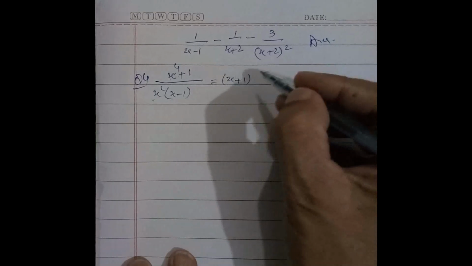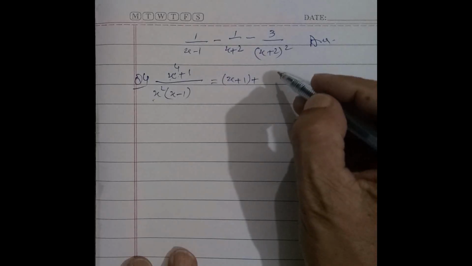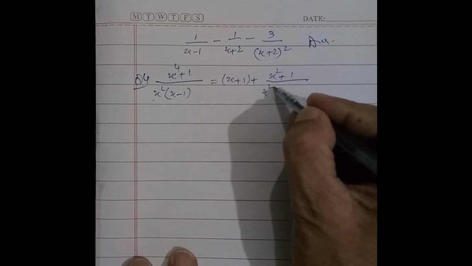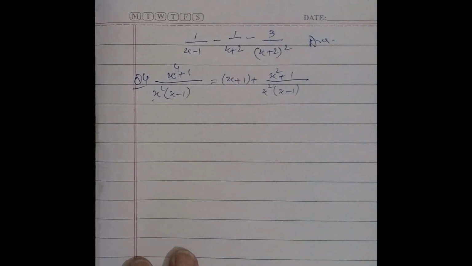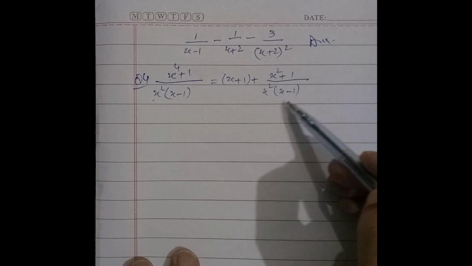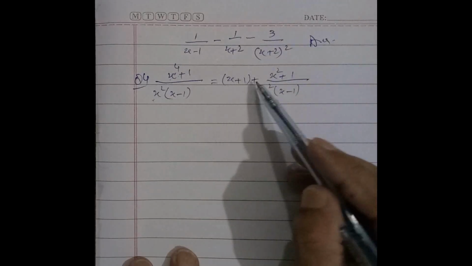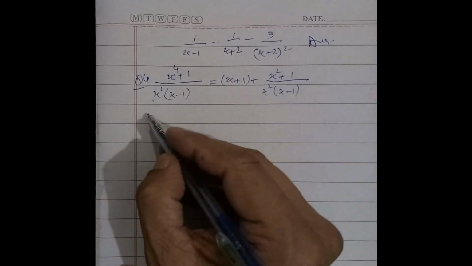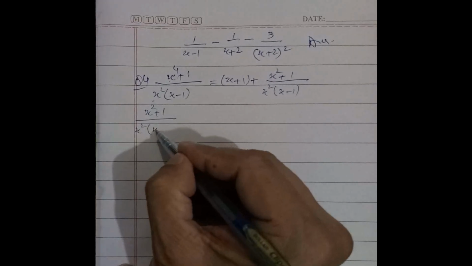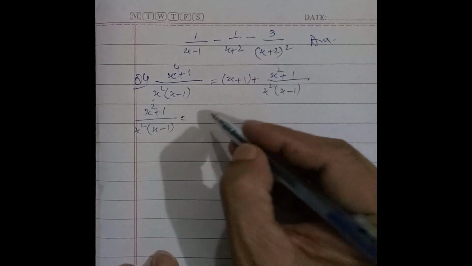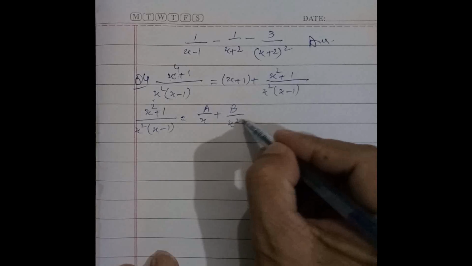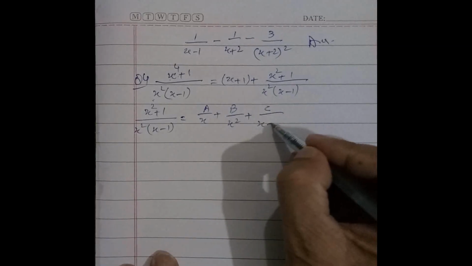x plus 1 plus x square plus 1 over x square into x minus 1. First we take the partial fraction of this fraction and then in the answer we add x plus 1. So we convert x square plus 1 over x square into x minus 1 into partial fractions, which is a over x plus b over x square plus c over x minus 1.